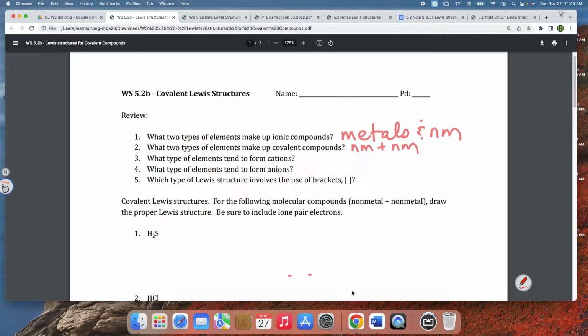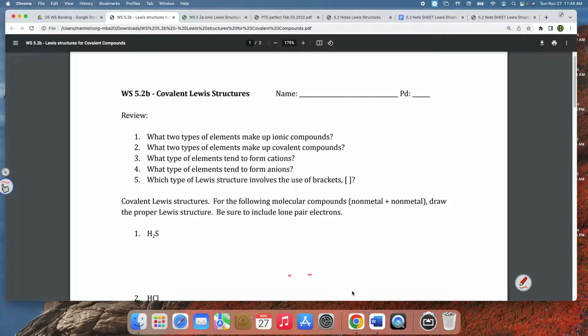What type of elements tend to form cations? Those would be metals. Cations are positive. What type of elements tend to form anions? Those would be nonmetals. They are negative. They gain electrons. What type of Lewis structure involves the use of brackets? That would be the ionic compounds. There are Lewis structures for covalents that involve brackets, but we're not doing those in this unit.